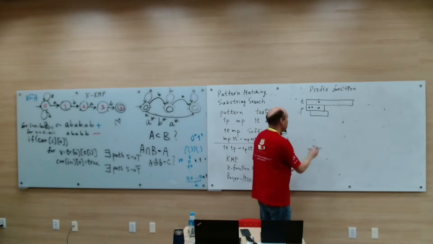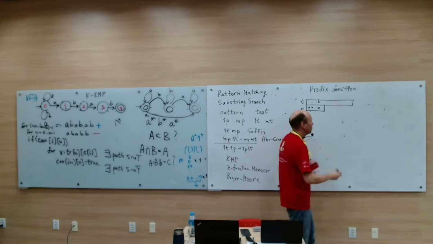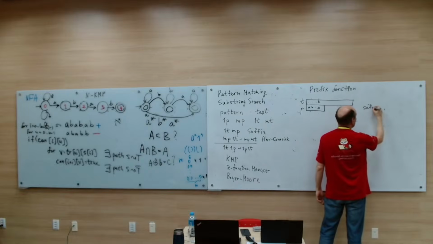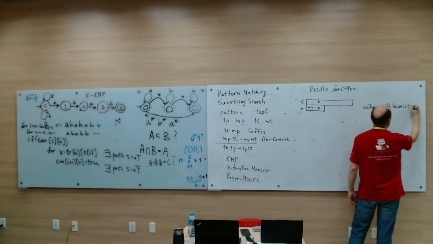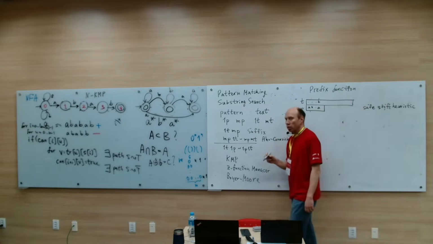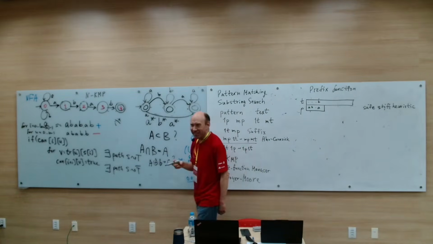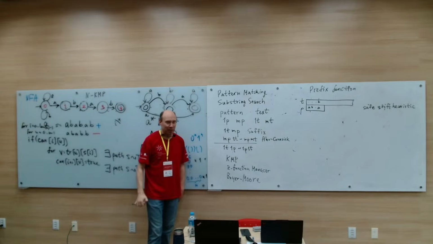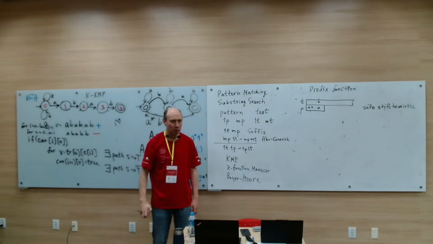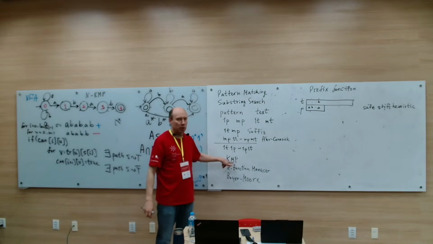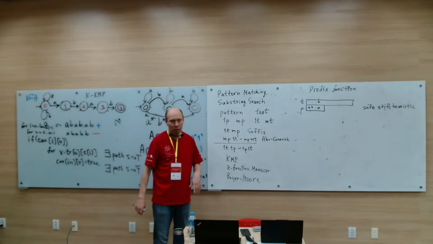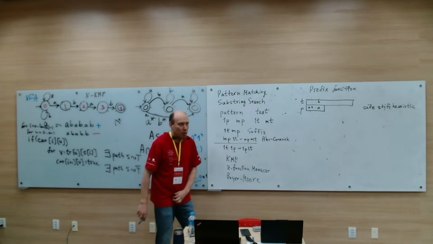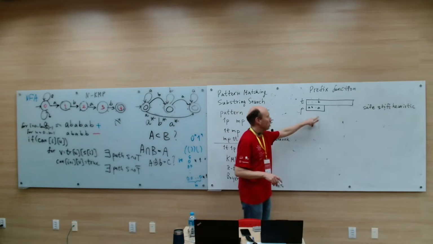So what is this called? The safe shift heuristic. It turned out not to be a heuristic in the end, but a real speed up. But initially it was called the safe shift heuristic. So Knuth, Morris, and Pratt actually found out that it was not an independent heuristic, and that it results in a real speed up.